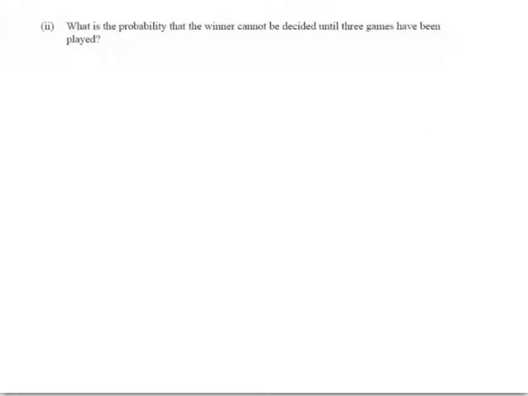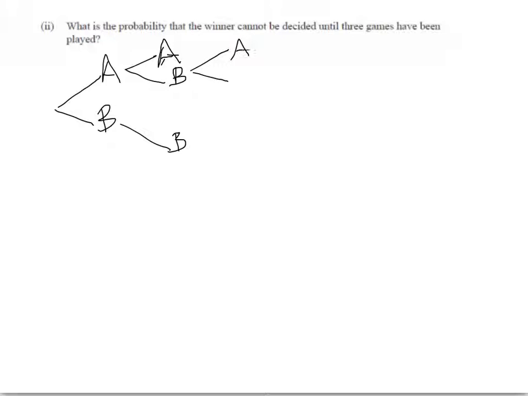Okay, next part of the question, what's the probability that the winner can't be decided until 3 games have been played? So in this game, there are 2 things that could happen. The winner might be decided after 2 games, which would be the case if we had A win and then A win again, or B win and then B win again. So that would be 2 games. In all the other situations, it will take 3 games, because we could have A, then B, and then either A or B. We could have B, then A, and then A or B.